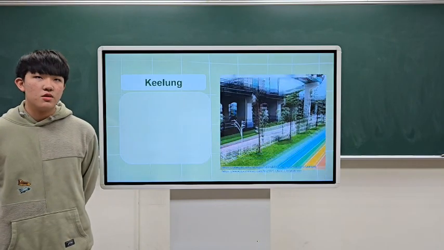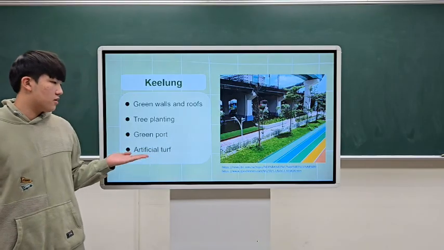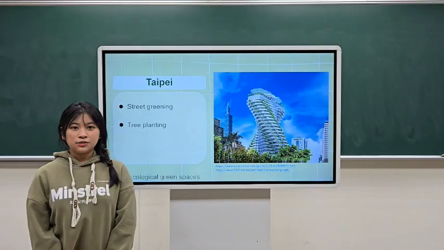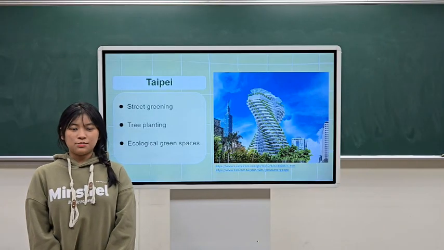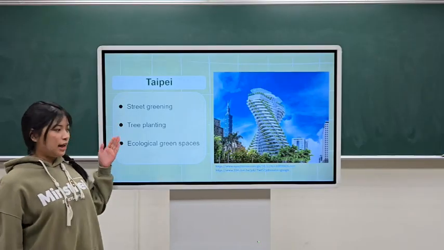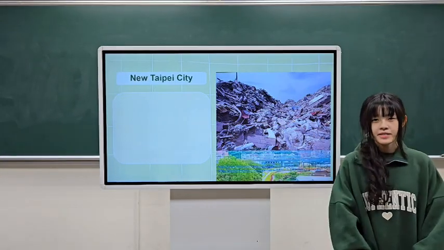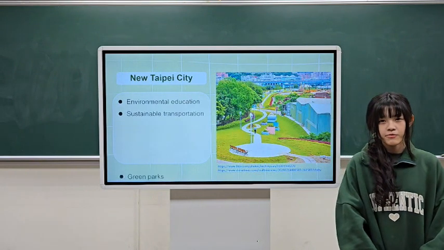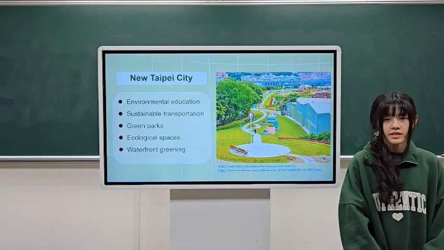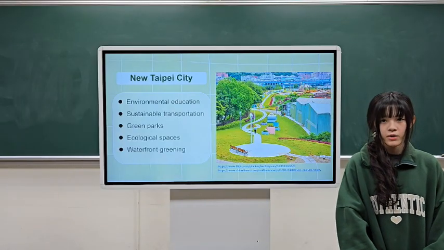Keyon has implemented green walls and green rooftop, tree planting, green poles, and artificial turf. Taipei City has implemented several green policies to reduce carbon emissions. These include street greening, tree planting, and ecological green spaces. New Taipei City has also implemented many green policies, such as environmental education, sustainable transportation, green parks, ecological spaces, and waterfront greening.